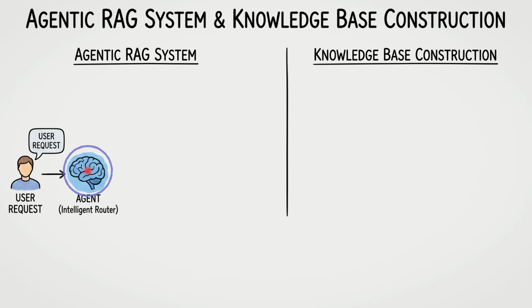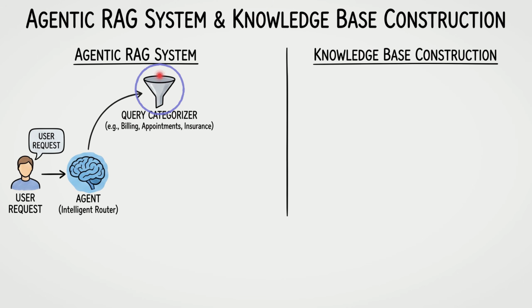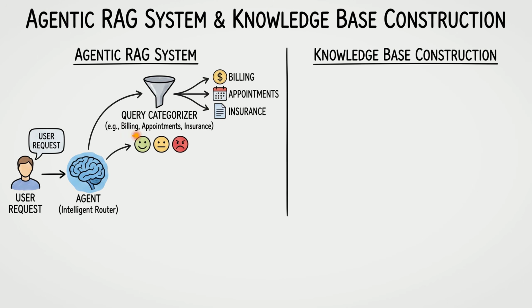This agent uses several specific tools. First, it passes the request through a query categorizer. This step analyzes the text to figure out what the user actually wants, whether they are asking about billing, setting up appointments, or checking their insurance details. At the same time, it checks the emotional tone using a sentiment analysis step. It evaluates those visual cues. Is the user happy, neutral, or highly frustrated? All this context feeds directly into the router engine, which serves as the core decision maker.